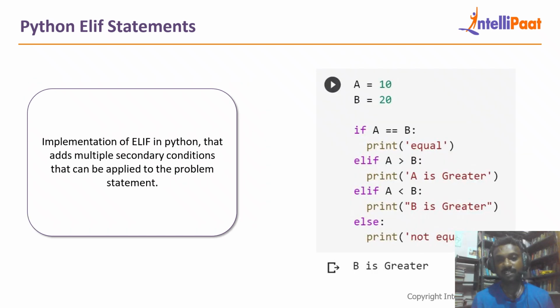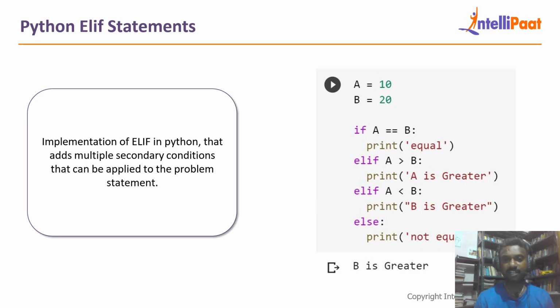See this one. Here we have assigned two values a and b. The value 10 is assigned to a. The value 20 is assigned to b. First we have to check whether these two values are equal. If it is equal, then it prints equal. Suppose a is greater than b. When we want to test more conditions, then we go for an elif statement. If you have only two options, you go for if else. If you want to test more than two options, you go for an elif statement.